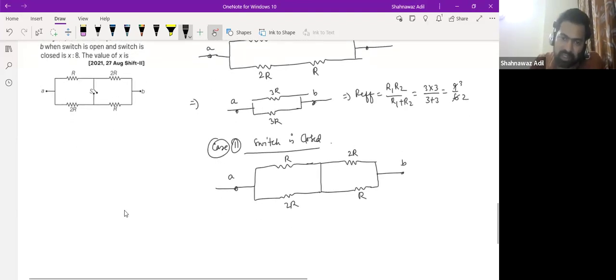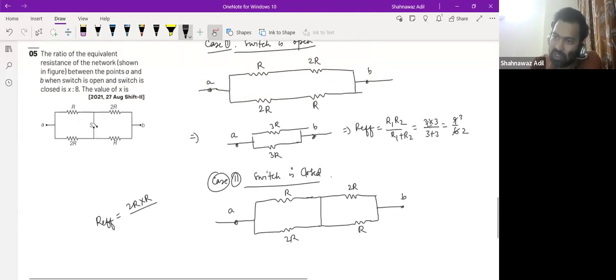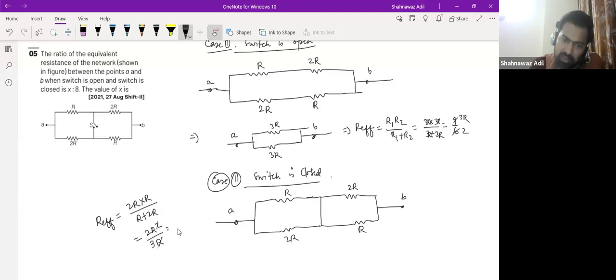So let's find out what this R effective is. We'll calculate this part here: 2R into R divided by R plus 2R. So this is 2R square divided by 3R, which is 2R by 3. And for the other part, this should be R and R, so this is R by 2.